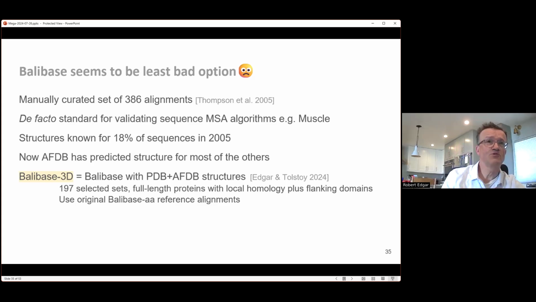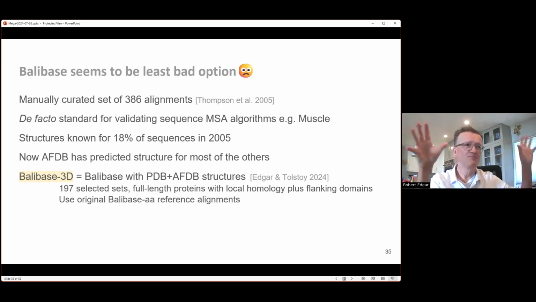Now we have predictive structures for most of the rest. And so we built this sort of enhanced database where we have known structures, and we threw out all the easier ones. This left us with 197 sets where we have full-length proteins with one homologous domain plus maybe some flanking domains. And we're just going to stick with the original amino acid reference alignments that were made back in 2005.